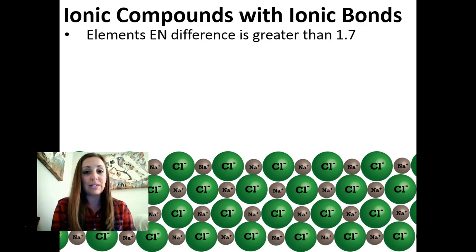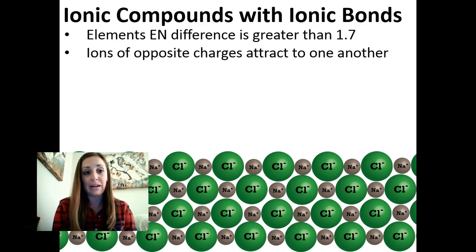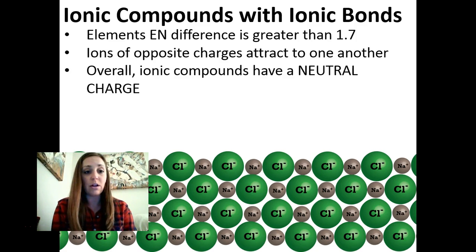So here are some characteristics. Elements with electronegativity differences greater than 1.7 make ionic bonds. Ions of opposite charges are going to be attracted to one another. Overall, they have a neutral charge, like sodium chloride, or table salt. When you touch table salt, you don't get shocked, so there's no charge with these things.